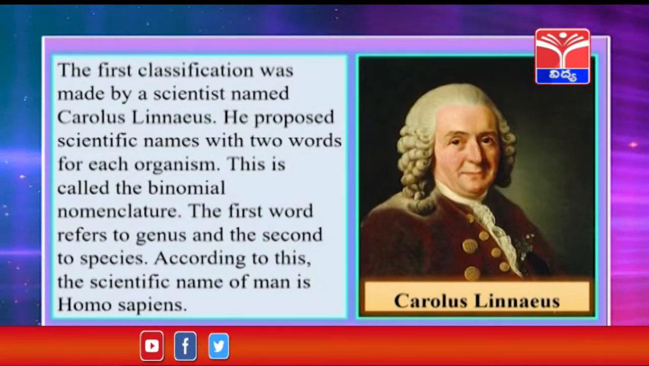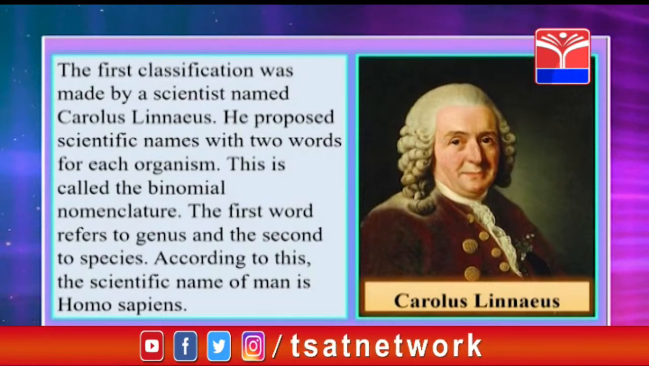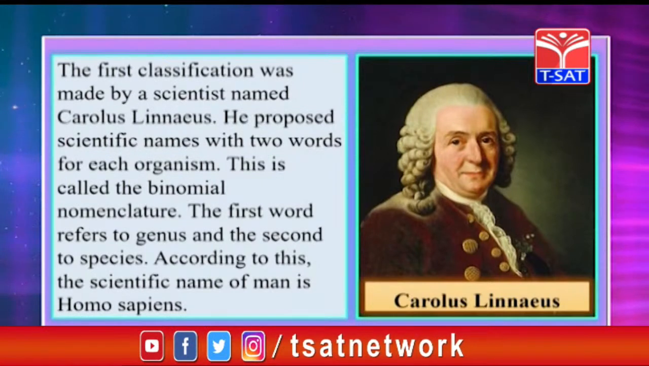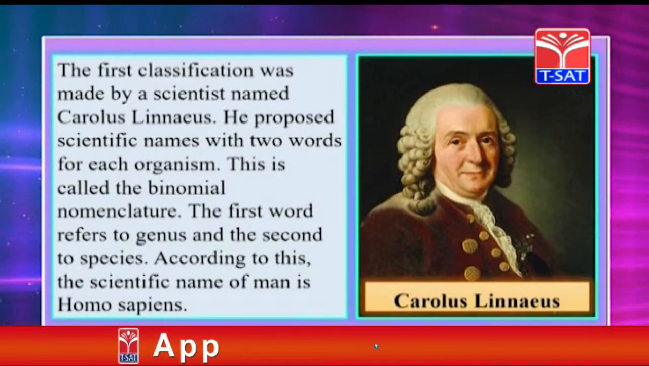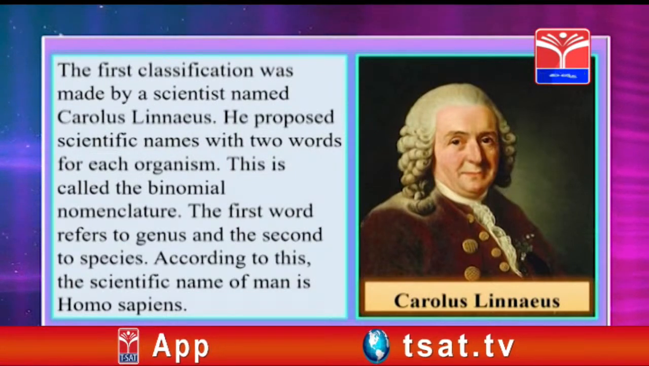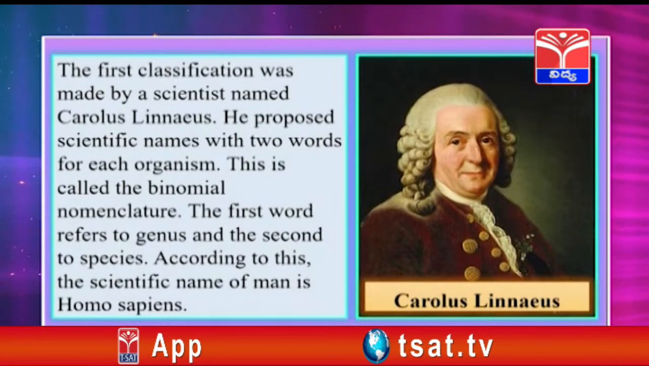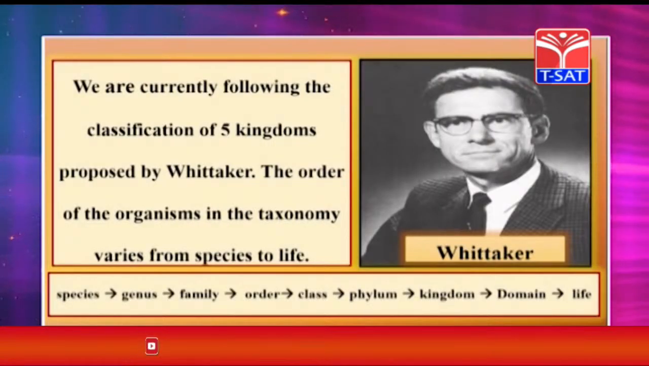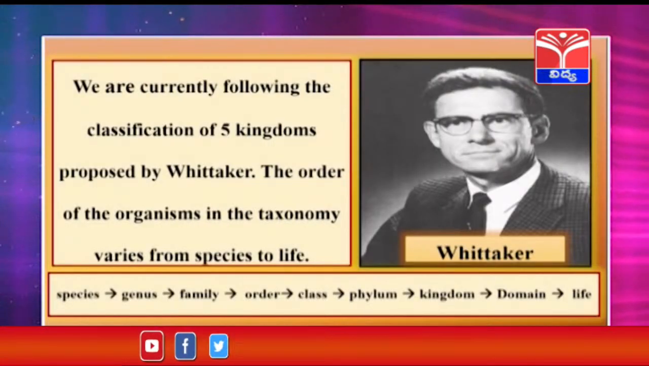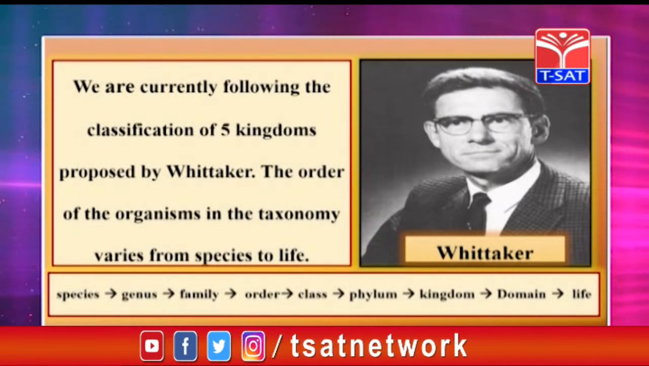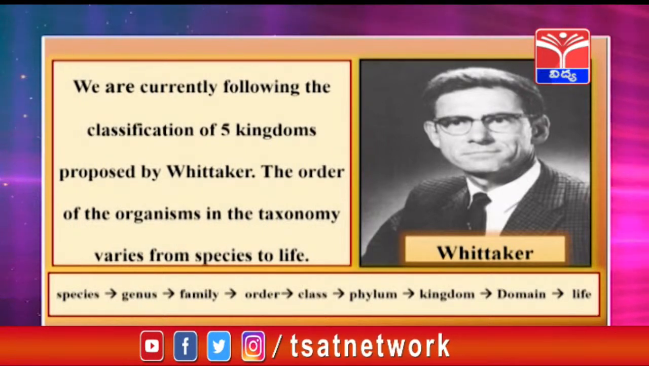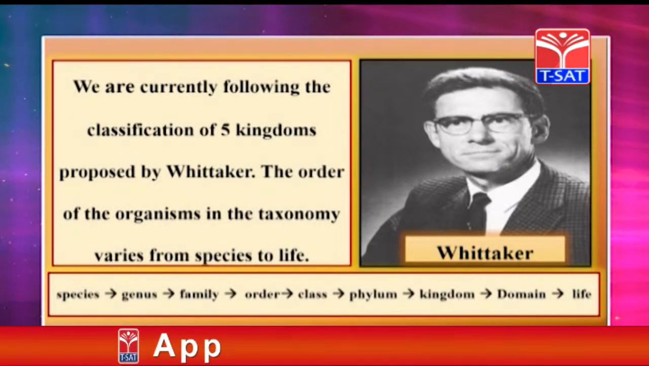This is called the binomial nomenclature. The first word refers to genus and the second to species. According to this, the scientific name of man is Homo sapiens. We are currently following the classification of 5 kingdoms proposed by Whittaker. The order of the organisms in the taxonomy varies from species to life.